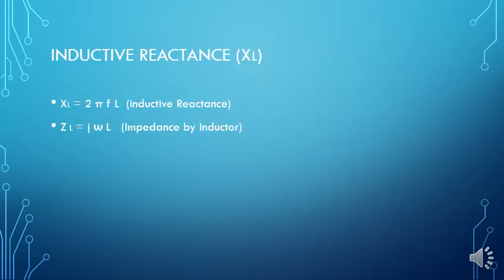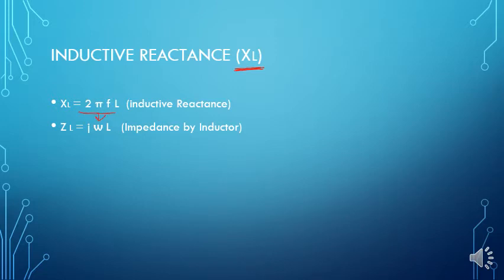Inductive reactance can be represented as XL. This is capital X and L represents the inductor. XL is equal to 2 pi FL. In this 2 pi FL, we have 2 pi F equivalent to omega, this omega.